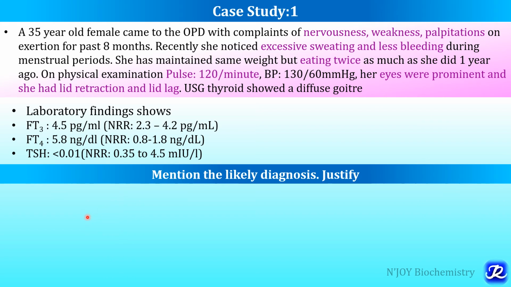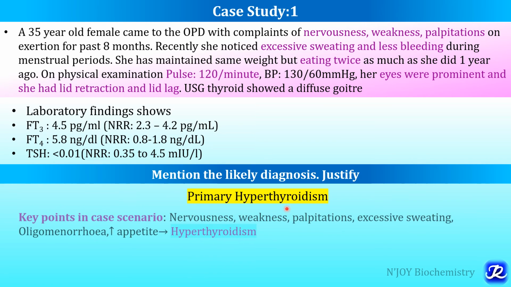Now the first question is mention the likely diagnosis and justify. So here the probable or likely diagnosis is primary hyperthyroidism. Why it is primary hyperthyroidism? We have to justify. So justification should include the key points in case scenario. This is the condition of hyperthyroidism because here the patient presents with various clinical features of hyperthyroidism, that is nervousness, weakness, palpitation, excessive sweating because of overactivity of sympathetic nervous system. There is oligomenorrhea, appetite is also increased, so these are indicative of hyperthyroidism.